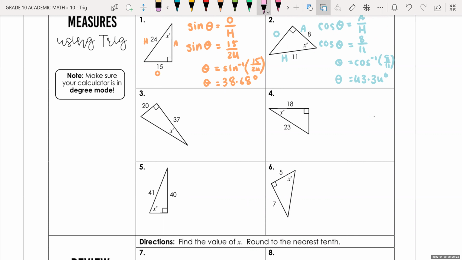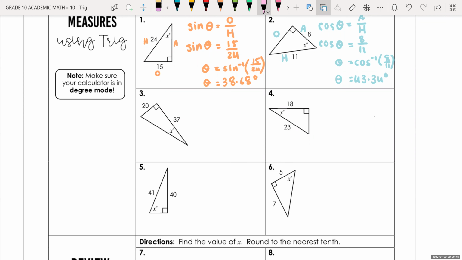Did you do 8 divided by 11, then did you click the equal sign? Do it again. 8 divided by 11, equal sign, second function, and then cos. Yeah. Brianna?